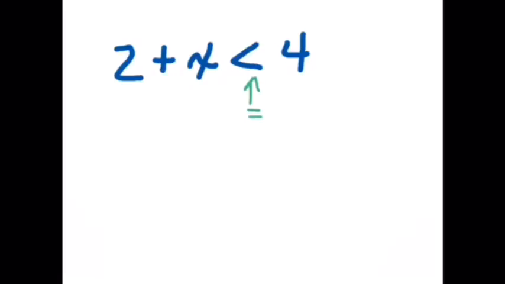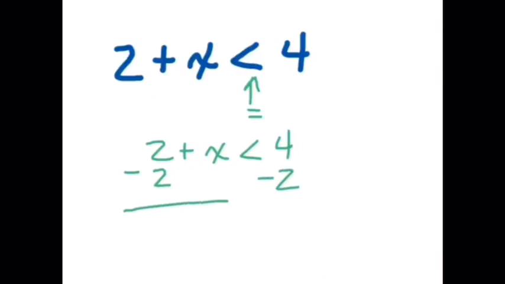So, 2 plus x is less than 4. I'm going to treat it like an equal sign. What I would do then is subtract 2 from both sides of this equation. And I would end up with x. Remember, treating that less than sign as an equal, as far as how we do our math, x is less than 2.